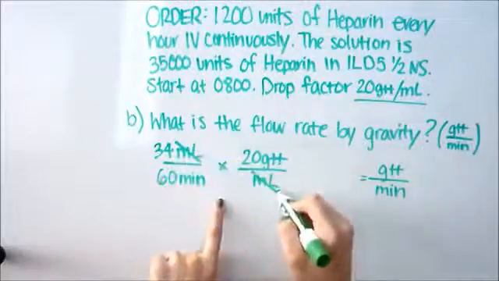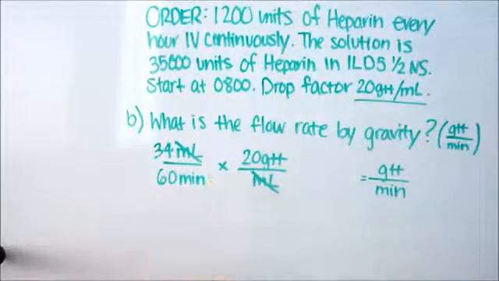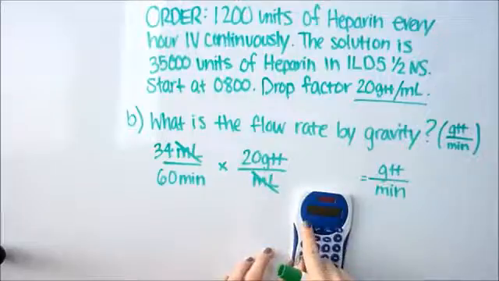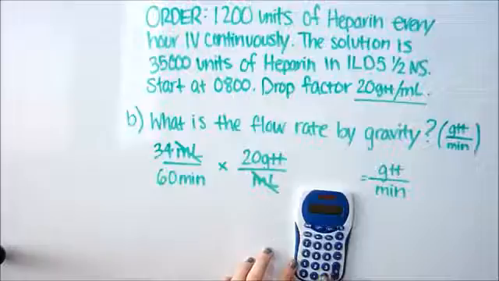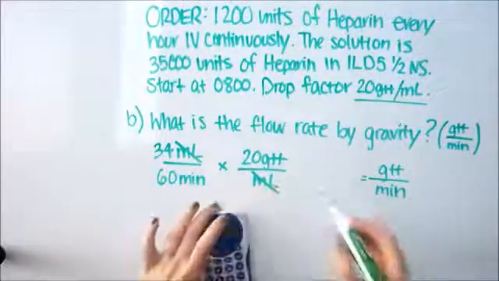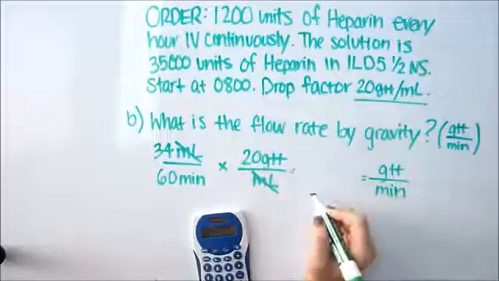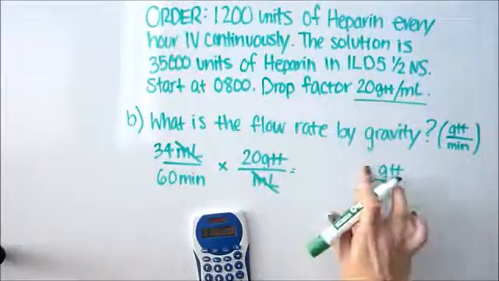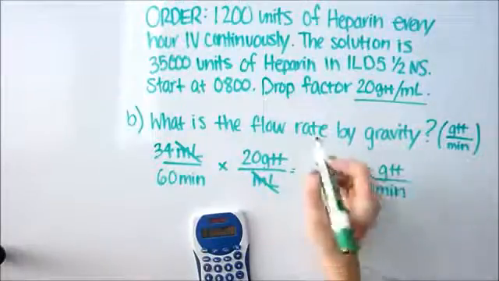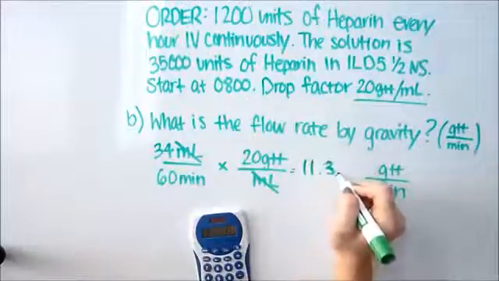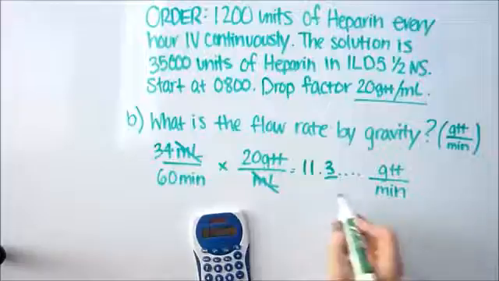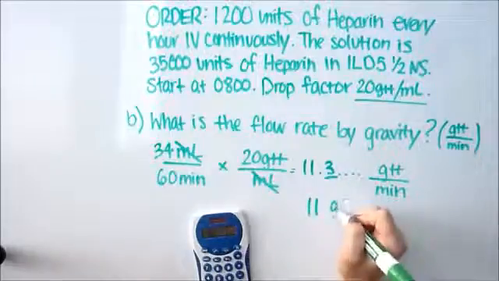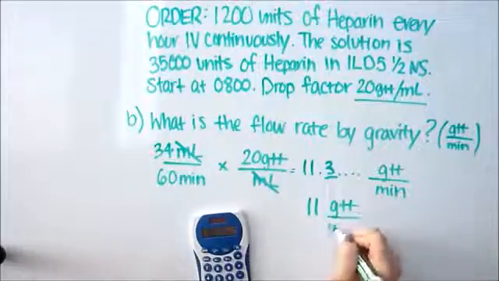So our mLs cancel out, and I'm going to take my calculator. 34 times 20 divided by 60, which gives us 11.33, and it goes on. 11.33333. So remember, 3 is less than 5, we're going to keep it at 11 drops per minute.